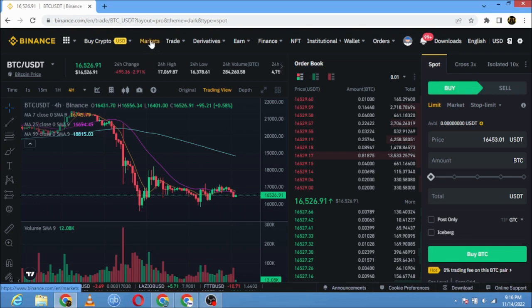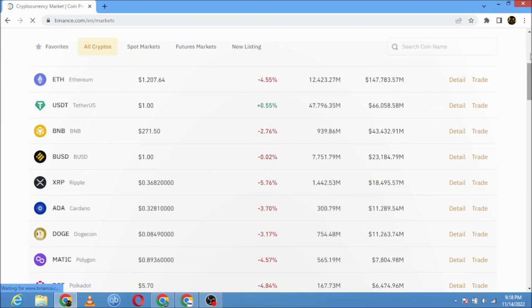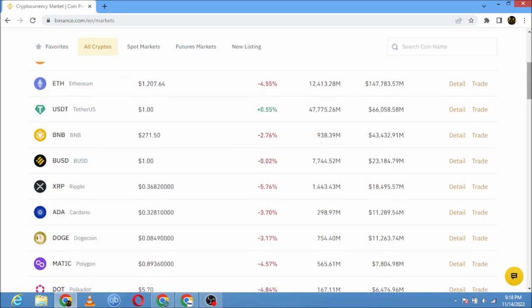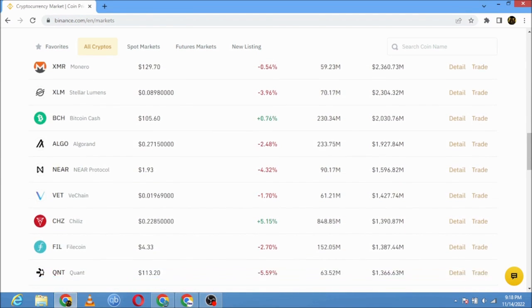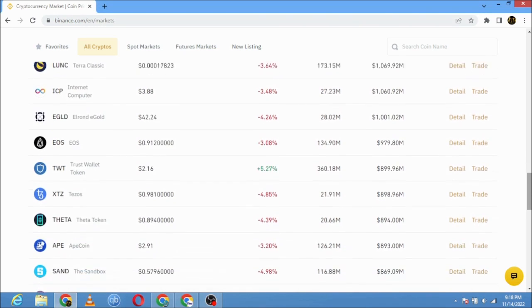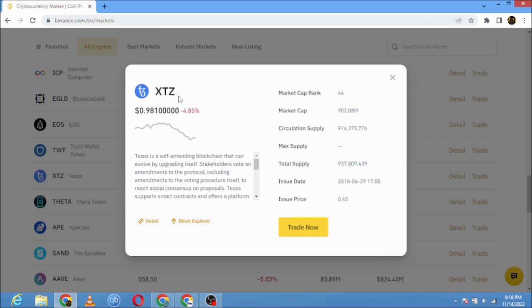The market is where you're going to find a lot of coins. There are a lot of coins, so many of them. As you can see, there is BTC, Ethereum, USDT, BNB, all coins, DOGE, ADA, they are all named. All coins that are on Binance are named from here. For every coin you look at, if you want its details, they can show you its details.